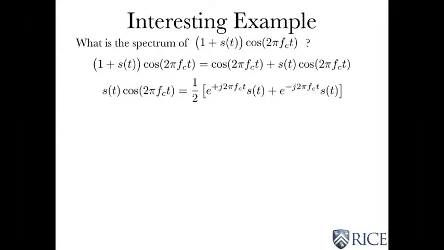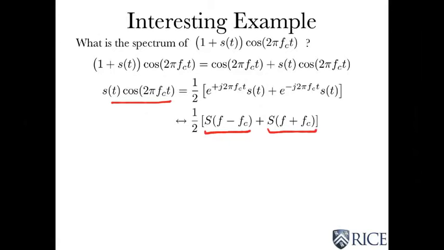So you write down the answer. It's easy to show that the Fourier transform of some signal times a cosine is going to be the spectrum of that signal delayed and advanced in frequency. And the amount of the frequency delay or advance is f sub c. Okay? And the half is there because we get the half from Euler's formula.